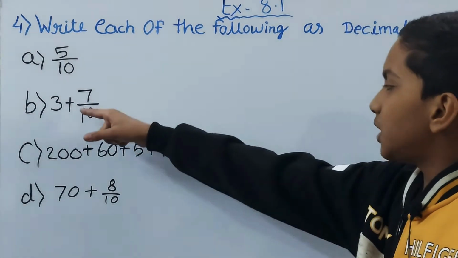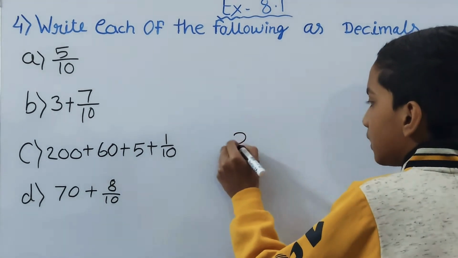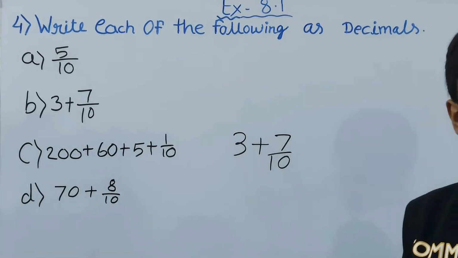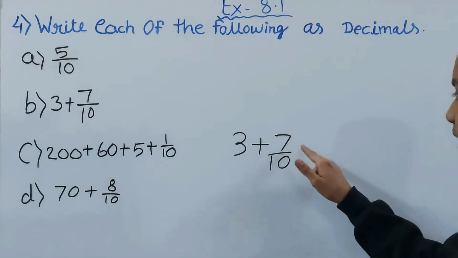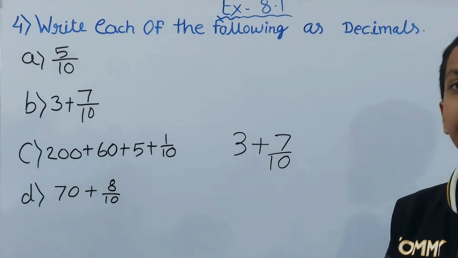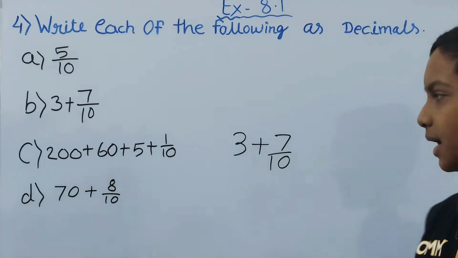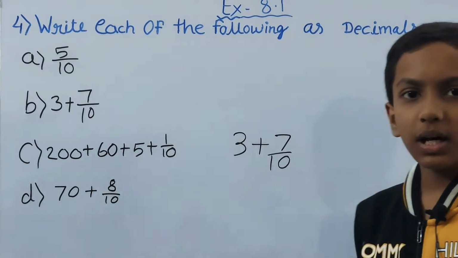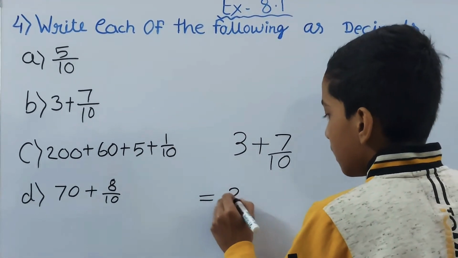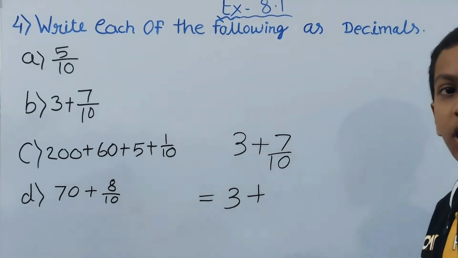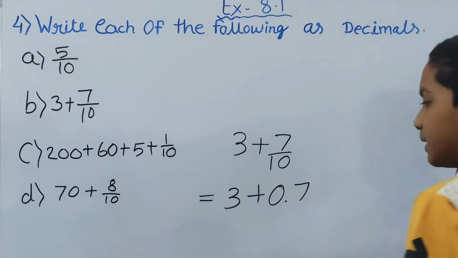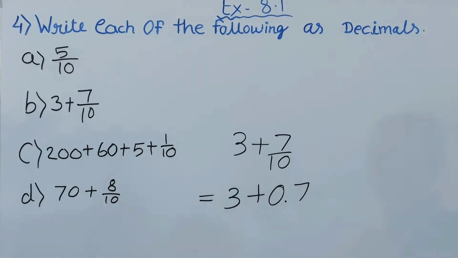So this is 3 plus 7 upon 10. Alright. Now how will we solve this? It is not that you will add 3 and 7 to get 10 upon 10 and then convert that into a decimal. That would be totally wrong. Here we need to convert the fraction to a decimal. So when we convert 7 upon 10 into a decimal, it will become 0.7.